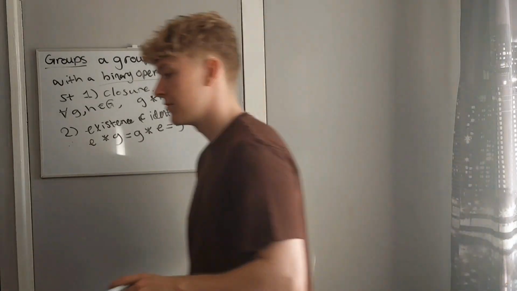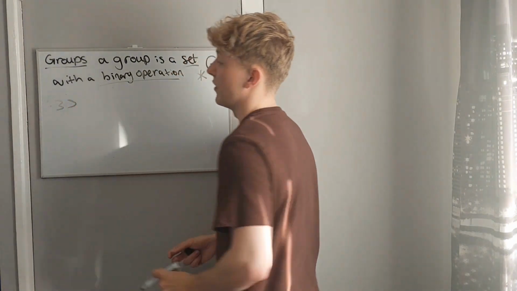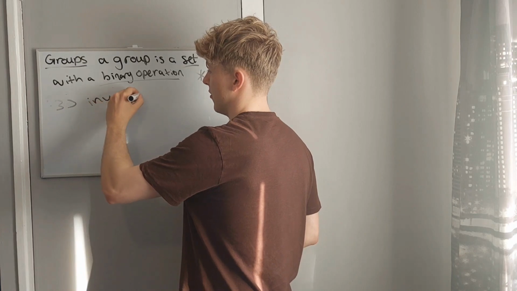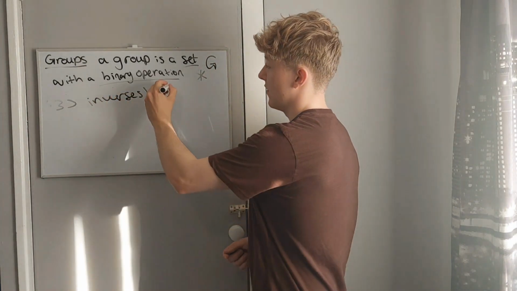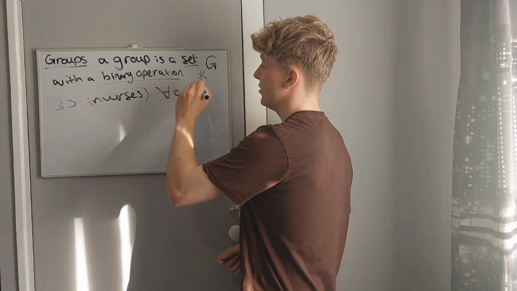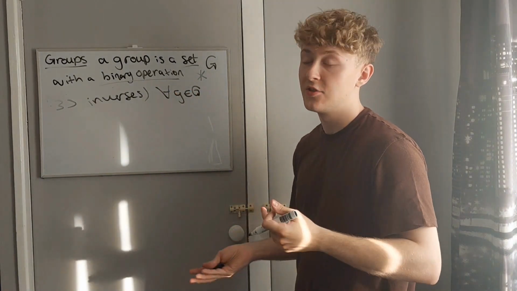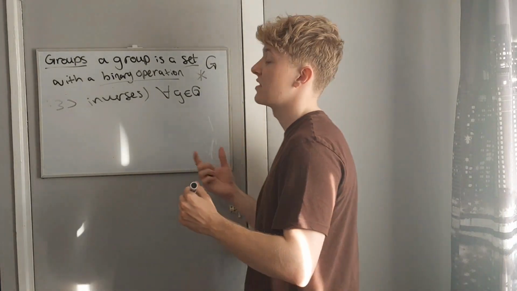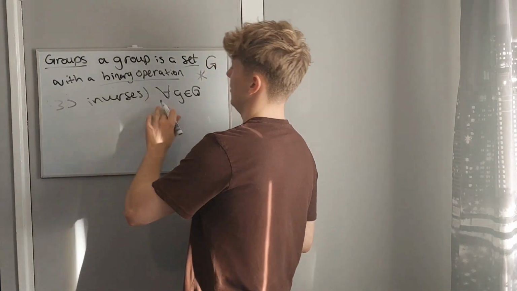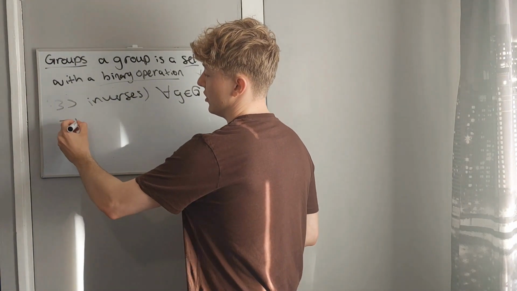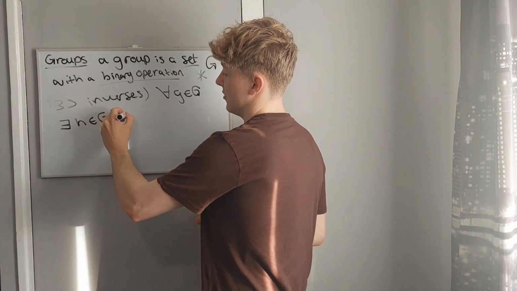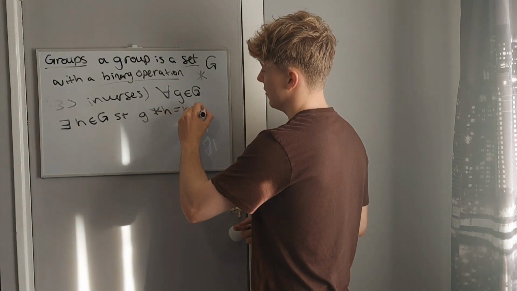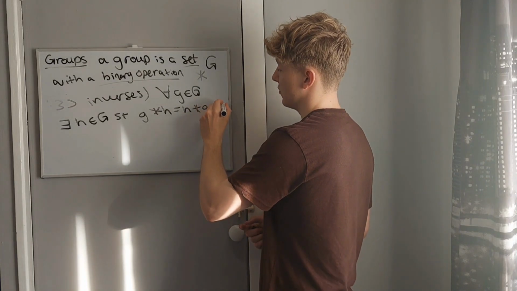We have 2 more. On to 3. We have inverses. Which is to say that for any g in G, there should be an element h such that combining g with h will always give you back that identity element we just said there must be. So for any g in G, there should exist h in G such that g star h equals h star g equals the identity.